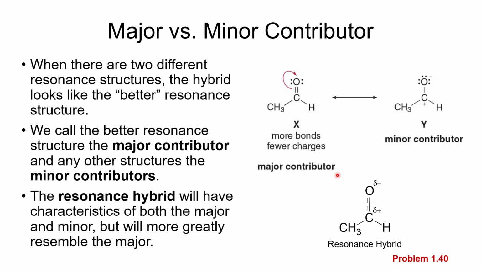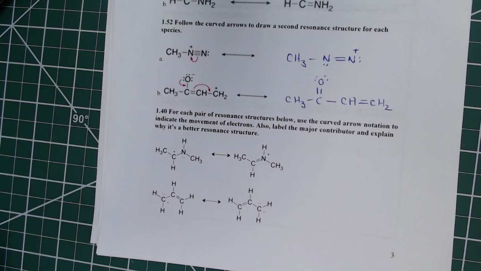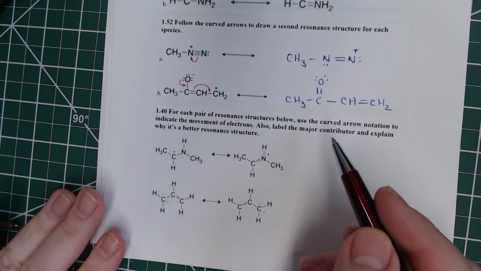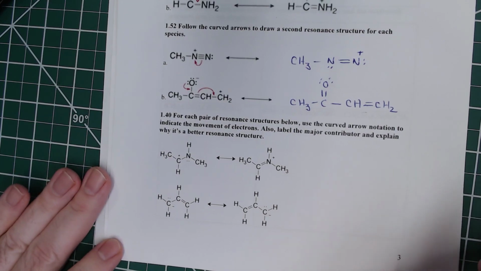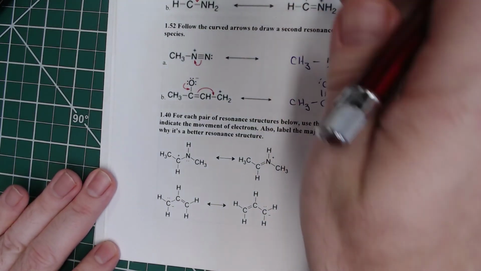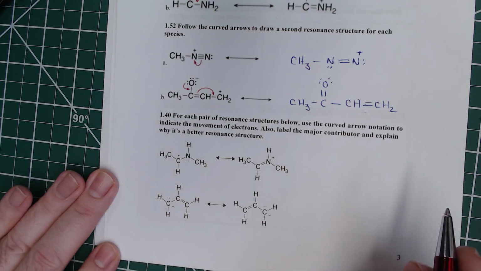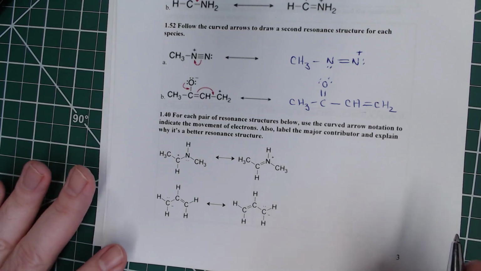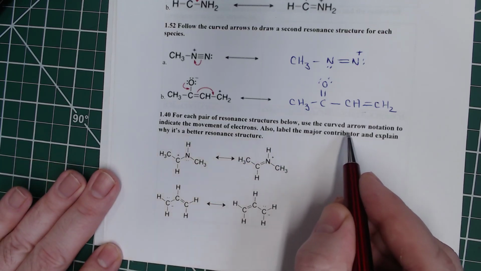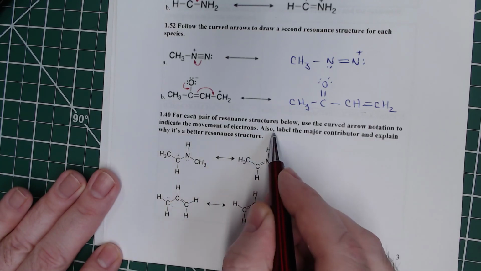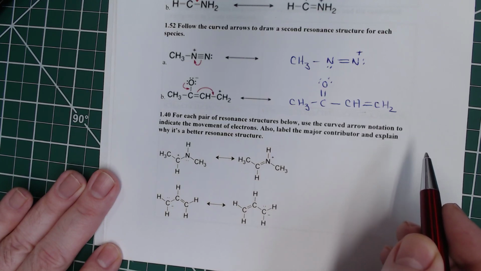All right, so let's go to number 40 on the in-class assignment. For each pair of resonance structures, use a curved arrow notation to indicate the movement of electrons. So this is similar to what we did up in number 51 that was up here. But in number 40 here, we're going to do something similar. Also label the major contributor and explain why it's a better resonance structure.